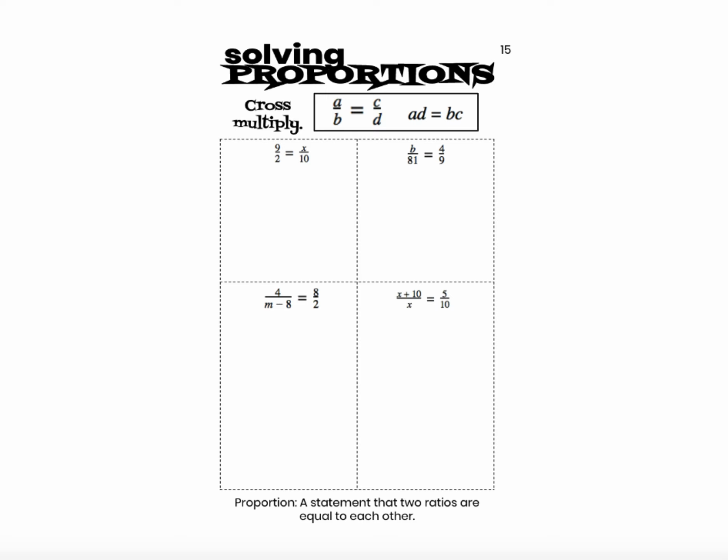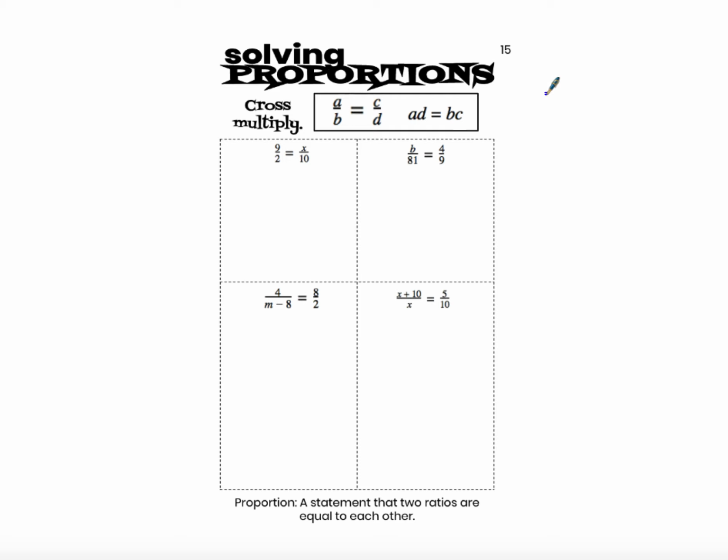On page 15 of our Unit 1 notes, we're learning to solve proportions, where a proportion is a statement or an equation in which two ratios are equal to each other. Now this could kind of be characterized as a trick because the way we're going to solve a proportion is by cross multiplying. So given the ratio A over B and the ratio C over D, we're going to multiply numerator times denominator, numerator times denominator.